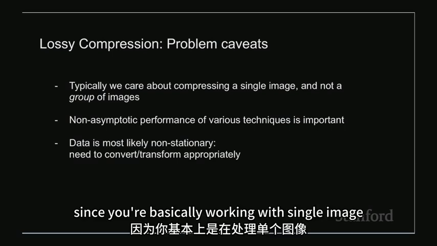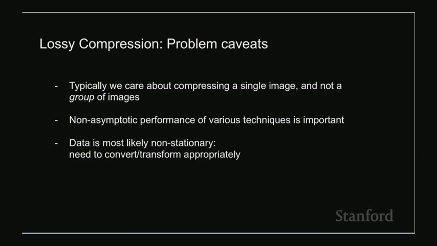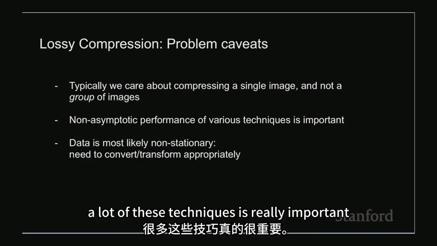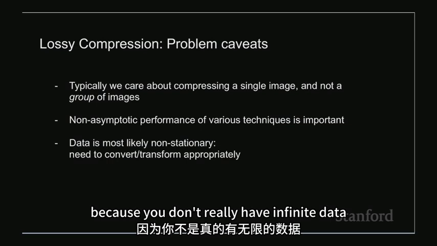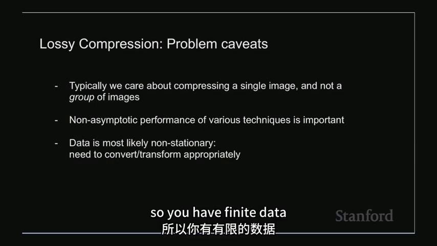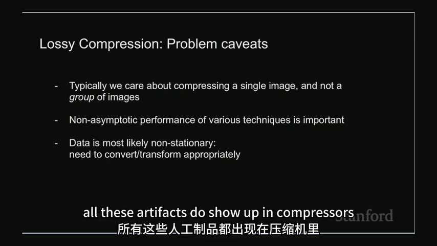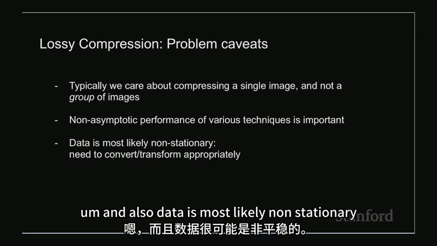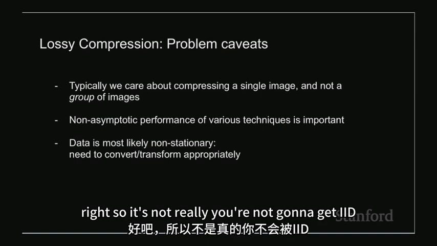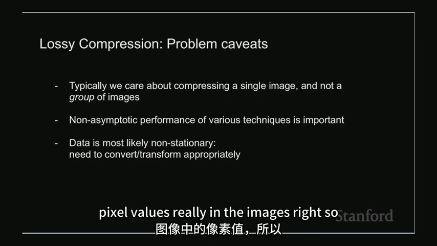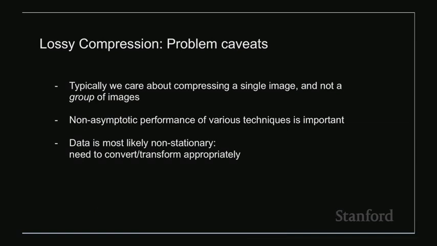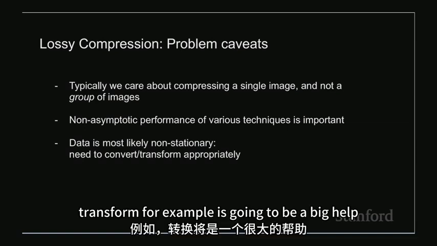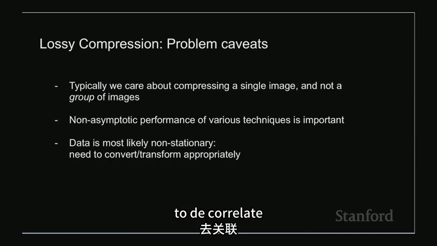Since you are basically working with a single image, the non-asymptotic performance of a lot of these techniques is really important, because you don't have infinite data. You have finite data. All these artifacts do show up in compressors in different ways. And also data is most likely non-stationary, right? You're not going to get IID pixel values in the images. So a transform, for example, is going to be a big help to decorrelate these pixel values.